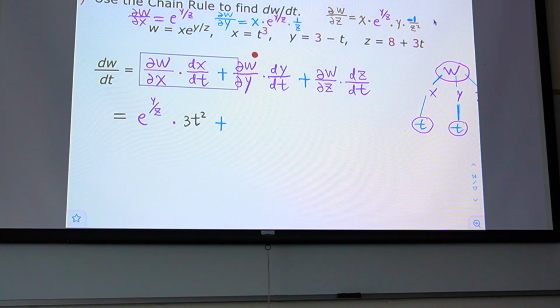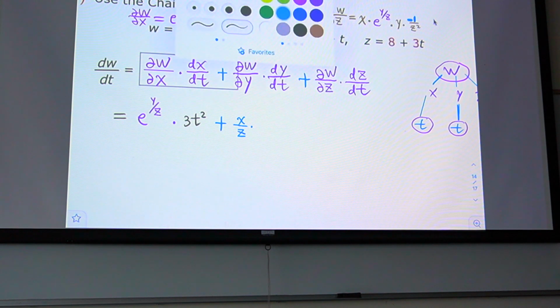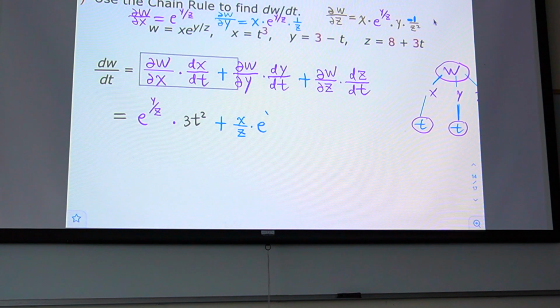Partial w partial y, which is this one right here, right? So let's put it this way. So it's x over z, okay, times e to the y over z, right? Okay, and then times, what's dy dt over here? Dy dt? Negative 1. Negative 1? Yeah, you got it. Good job. Okay, negative 1.